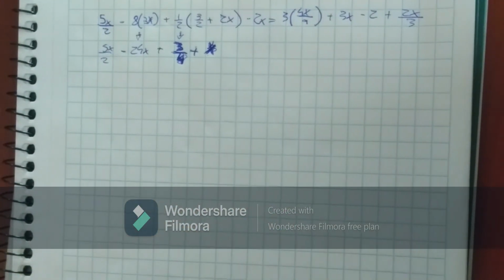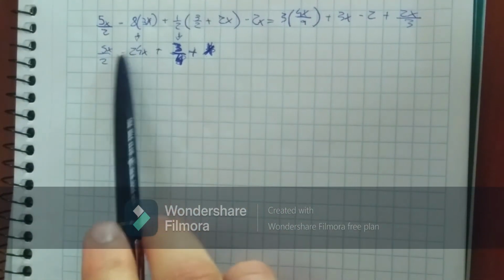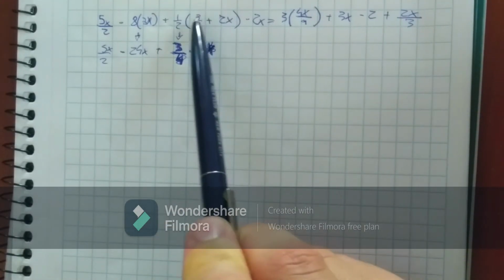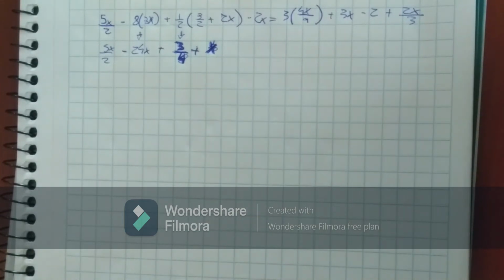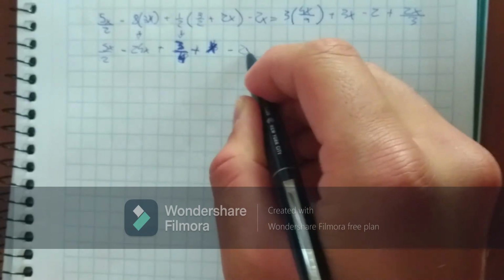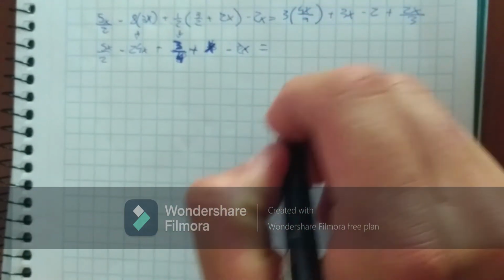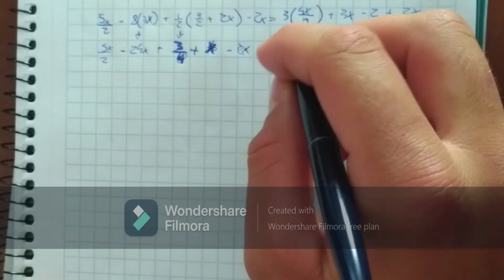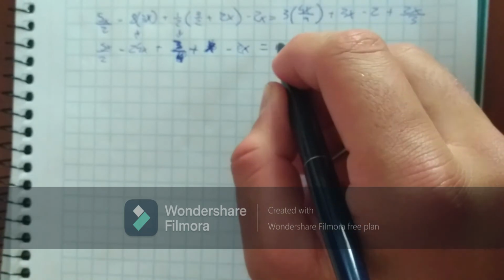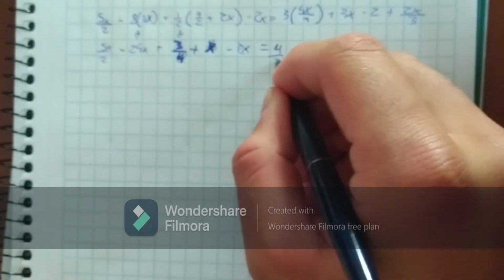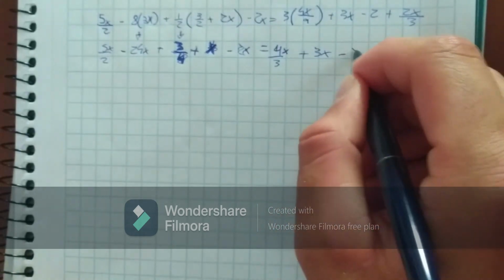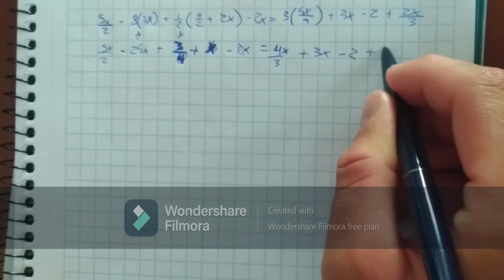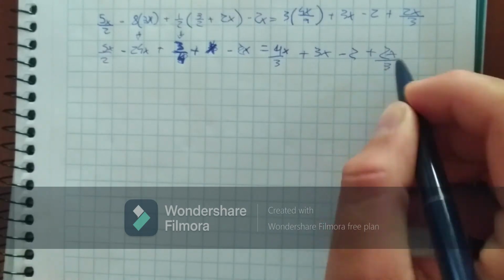So here I already did some for you. Multiplied 8 by 3x, so 24x. And 1/2 I multiplied by 3 over 2, that gives me 3 over 4. And 1/2 times 2x gives me just x. And then minus 2x here equals, so 3 times 4x over 9 will give me 12x over 9, which I can simplify, 4 over 3x plus 3x minus 2 plus 2x over 3.